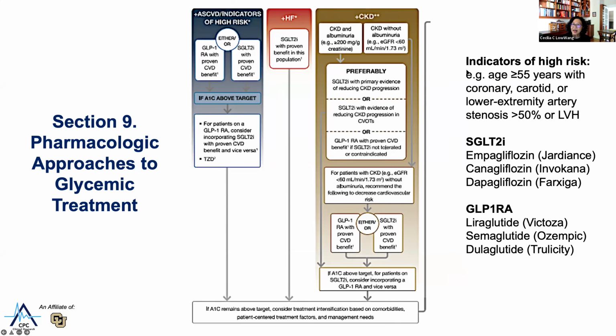Here are the indicators of high risk. One of the things that is often not so clear is, what does high risk mean? In the cardiovascular outcome trials, the people who were considered high risk were people who were age 55 or above with evidence of atherosclerotic cardiovascular disease, so coronary, carotid, or lower extremity artery stenosis, or left ventricular hypertrophy. That was the definition that was used in many of the cardiovascular outcome trials.